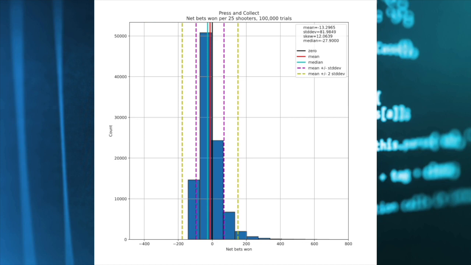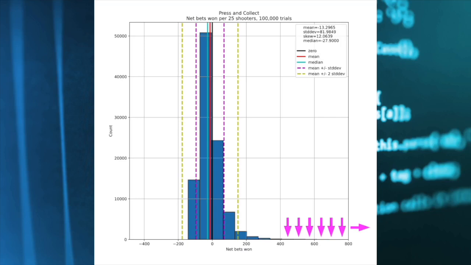Here's the plot for the press and collect strategy. As you can see, things have changed a lot. Each of the bins, the blue rectangles, has become much wider. That's because I keep the number of bins the same for each strategy, but now we have a much wider range of outcomes. You can't really see them, but there are bins in the 400 to 800 range, as well as off the plot to the right. These are very low-frequency outcomes, but they do happen.